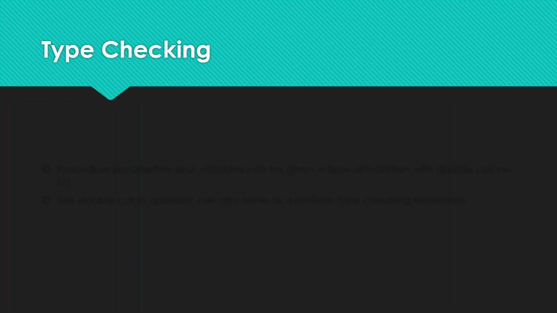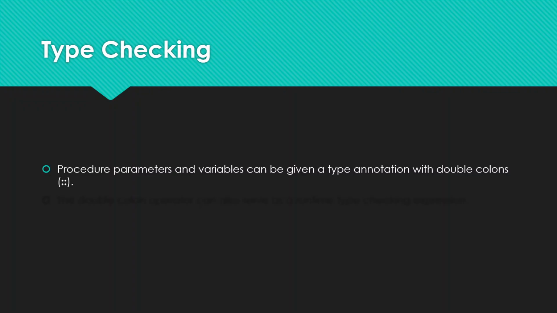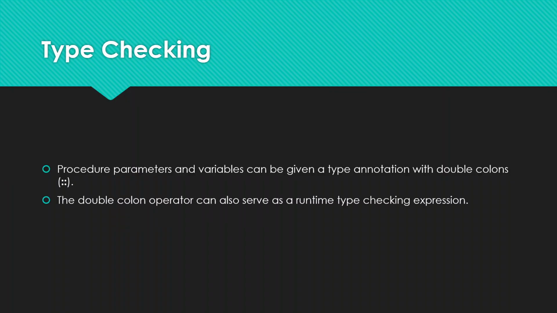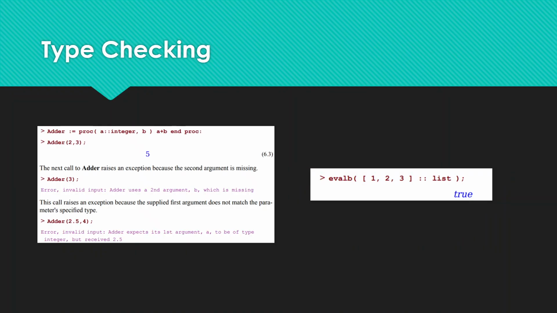For type checking, procedure parameters and variables can be given a type annotation with double colons. The double colon operator can also serve as a runtime type checking expression. Here are examples of the usage of the double colon operator. To the left, type annotations, and to the right, runtime type checking.